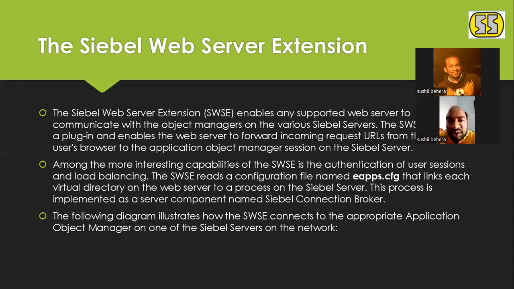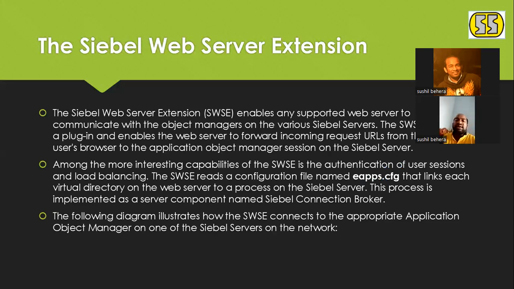So how does this connectivity actually happen? Let's say a request goes to the web server. The web server is supposed to know that it has to go to a particular Siebel server. So how will it identify it? Who will keep this information? The web server extension. Inside the web server extension, there is a file called eapps.cfg. This eapps.cfg file stores the information about where to connect, the connection string. Those connections are stored inside the eapps.cfg file.